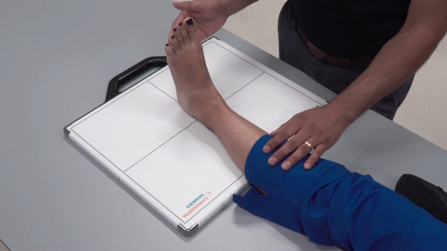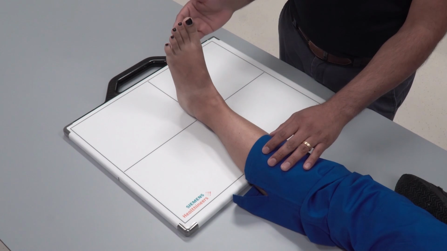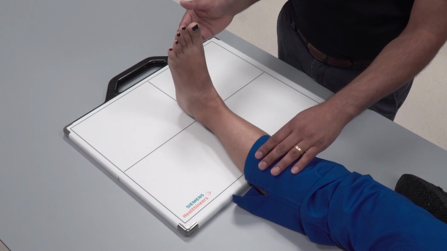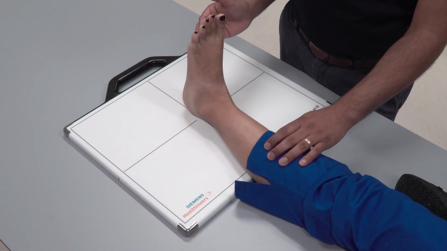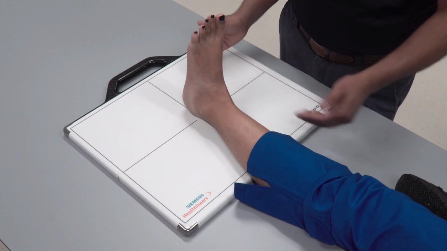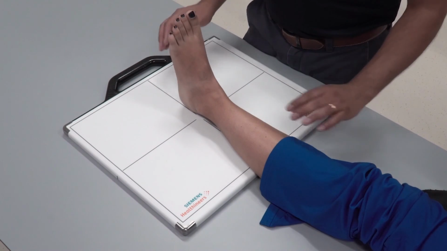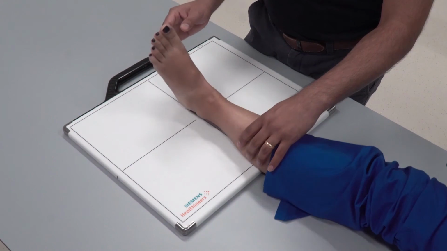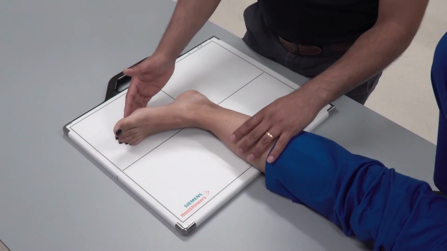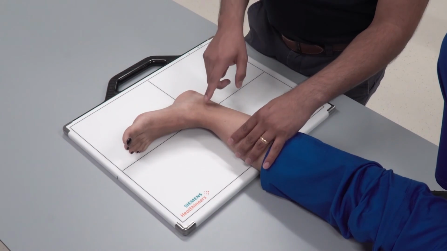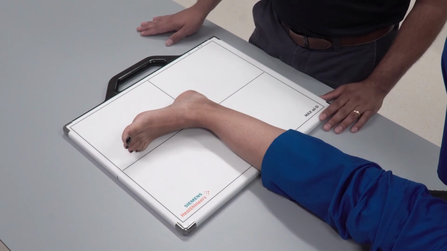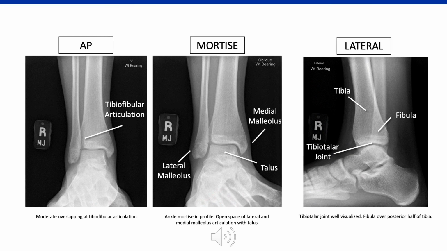Positioning for a mortise view, you want to dorsiflex the foot, internally rotate about 15 to 20 degrees, and then center at the mid malleoli. Positioning for a lateral ankle, turn the patient to their affected side, have them dorsiflex the foot, center at the medial malleoli. So let's take a look at the image criteria for the ankle.